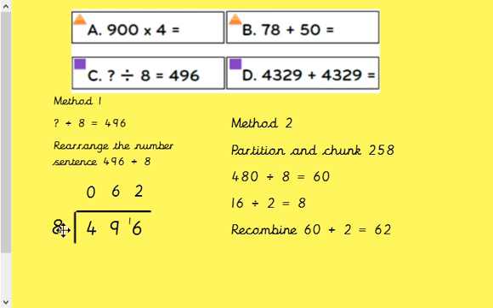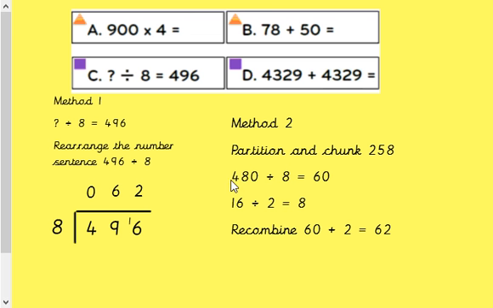But 8 into 4 goes 0. 8 into 49, because we have to carry that across, is 6. 6 8s are 48, so I have 1 left over. And then 8 into 16 is 2. So my answer then would be 62.